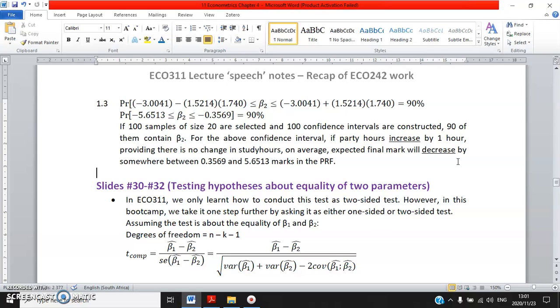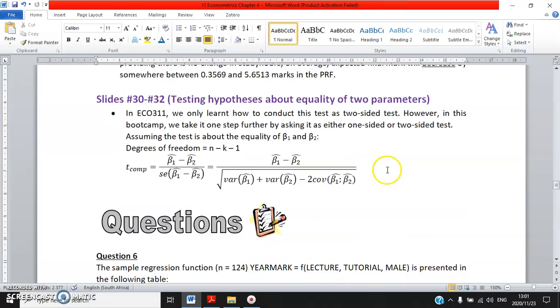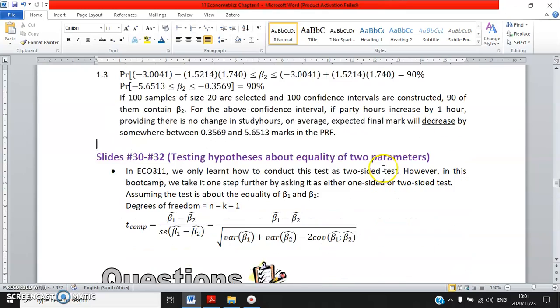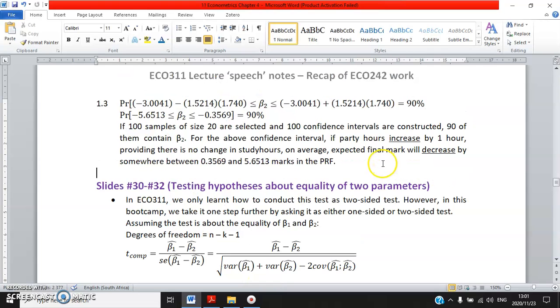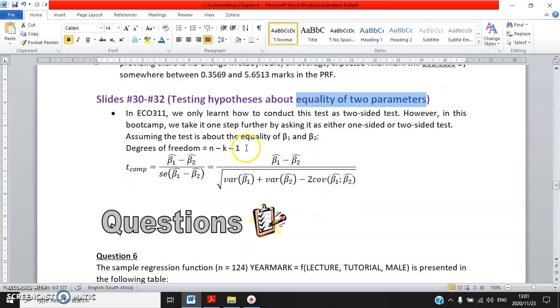Okay. So I hope you are happy with what we have done so far, and then we can move on to now this time, the previous hypothesis testing, the t-test we have done, only test on one parameter at a time. But now what if we want to test on two parameters at the same time, and we want to focus on whether the two PRF parameters are equal? At third year level, we conduct this t-test on equality of two parameters only as two-sided test, but now at honors level, bootcamp, we take it one step further. We can do it either as one-sided or two-sided test.